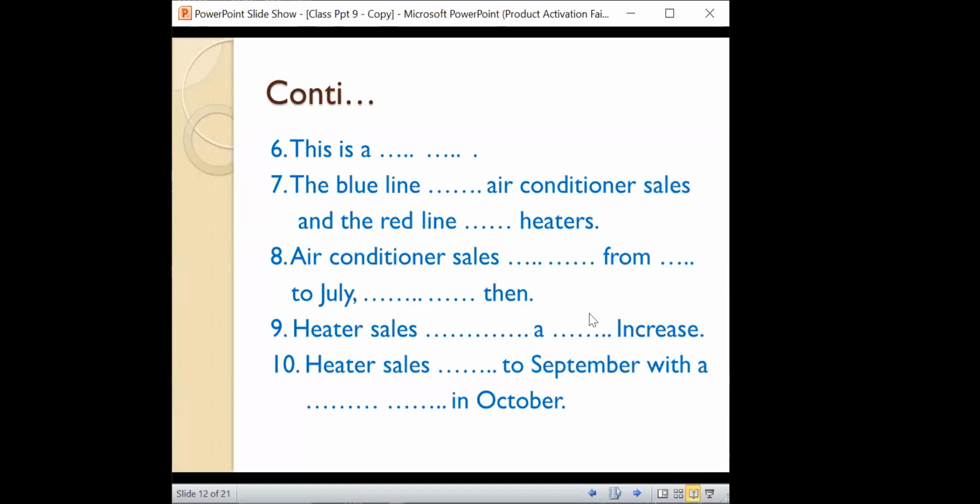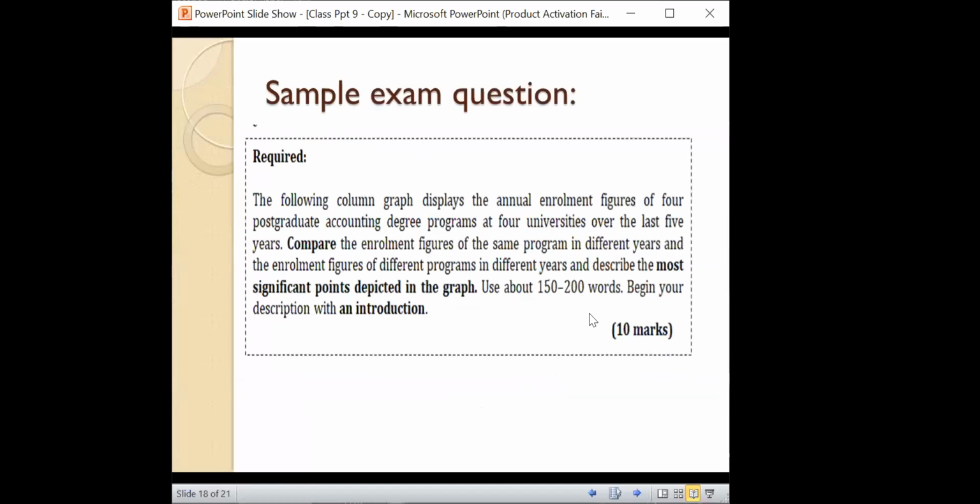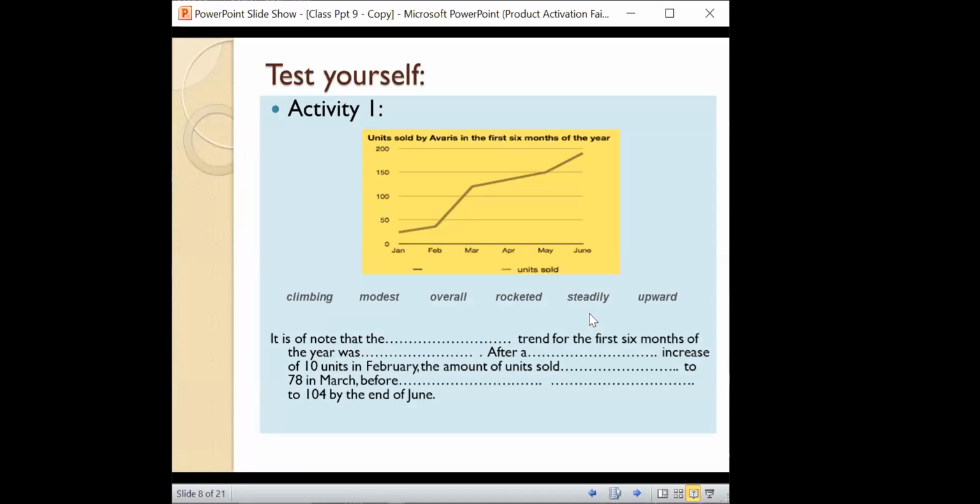So, let me, again, it's breaking, miss. I think maybe it's the connection problem. Shall I try to log out and log in again? Now it's okay. Suddenly it comes and goes. Let's see for once.